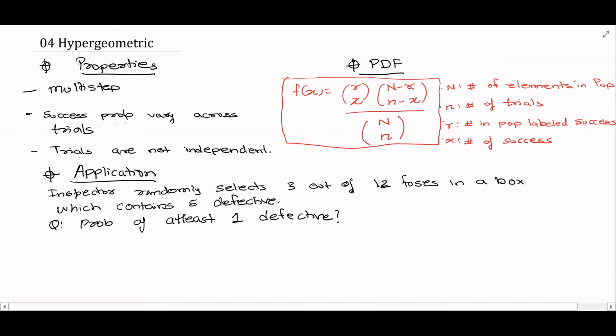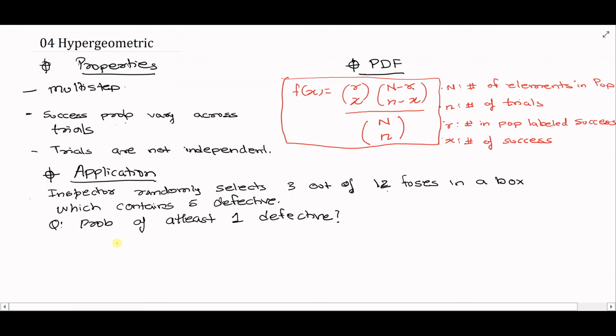And this box, which has 12 fuses, we know that 5 of them are defective. Of course, we don't know which 5, and that's the reason why we are inspecting for testing. And our interest is to figure out the probability that we'll find at least one defective out of the 3 that is being taken from the box which contains 12 fuses and 5 of them are defective. So we are going to randomly pick up 3.